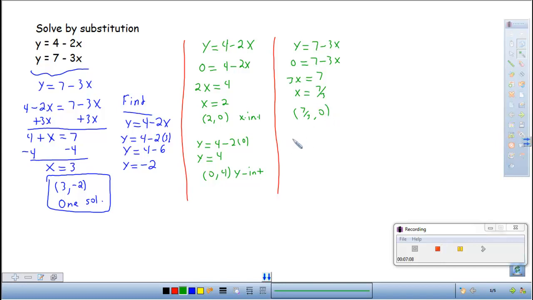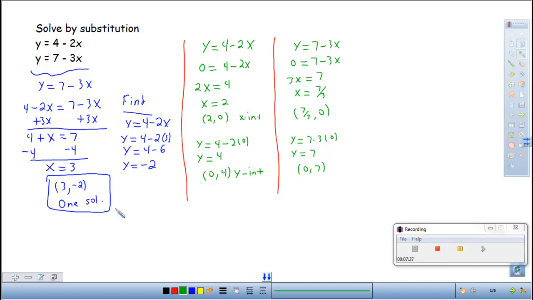To find the y-intercept, we'll replace x with 0. And 7 minus 0 is just 7. So the y-intercept for that is 0, 7. So that's how you'll find your x and y intercepts.